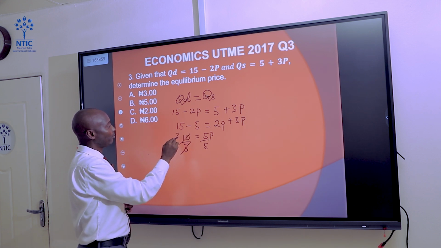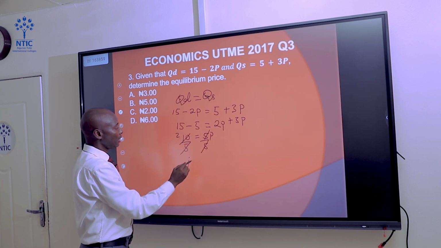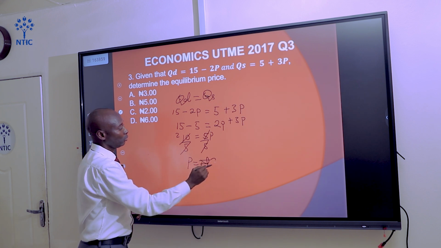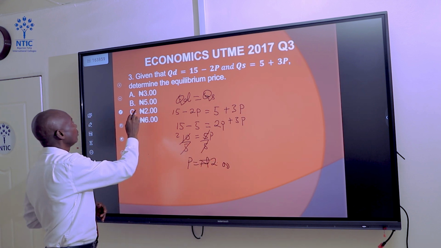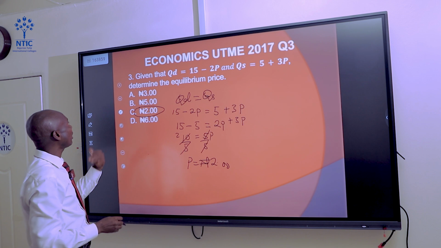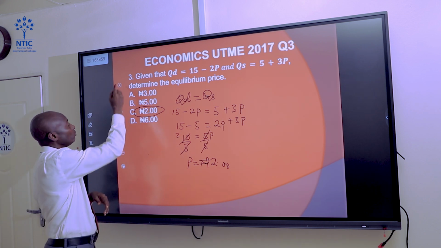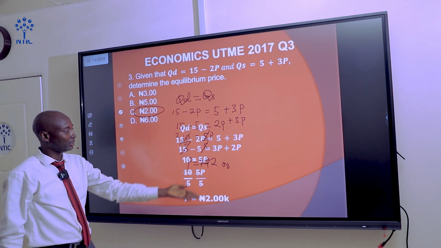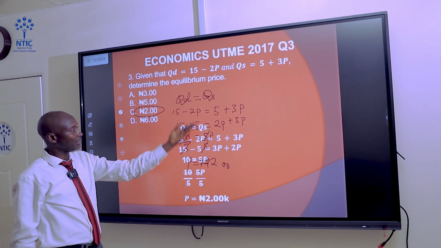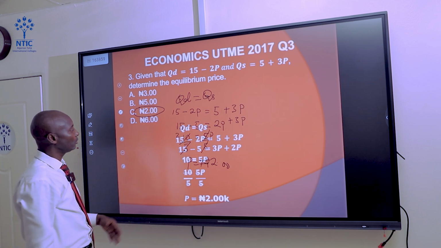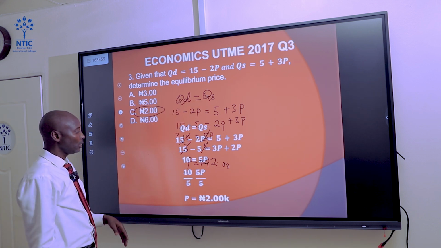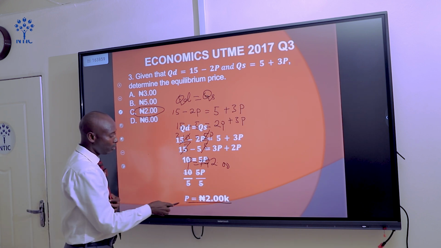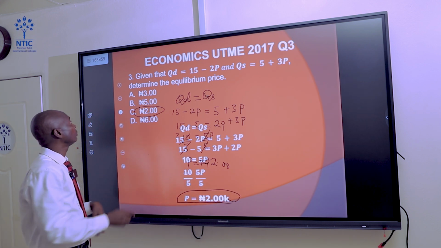So you have 2 here, then p is equal to 2 naira. So which is the answer. And of course, the process is not different from what we have on the board. This is a process, but I decided not to show it initially, for you to take you through the calculation. This is what they call the equilibrium price, which is 2 naira.